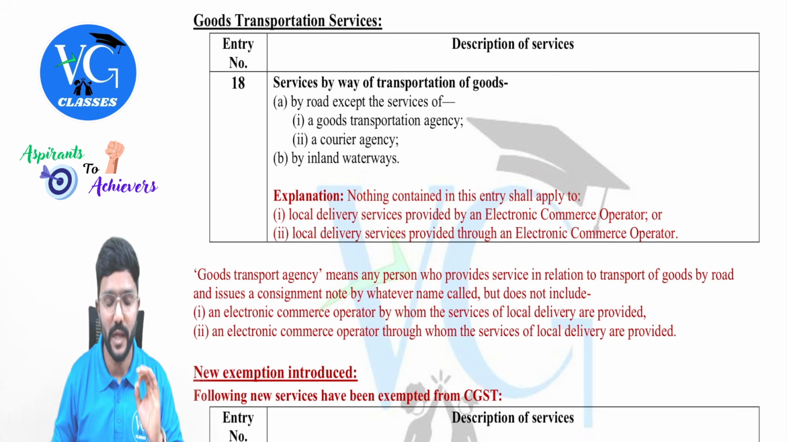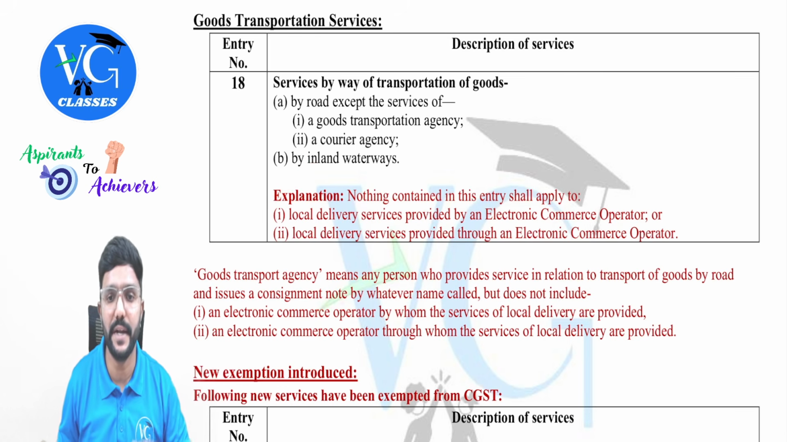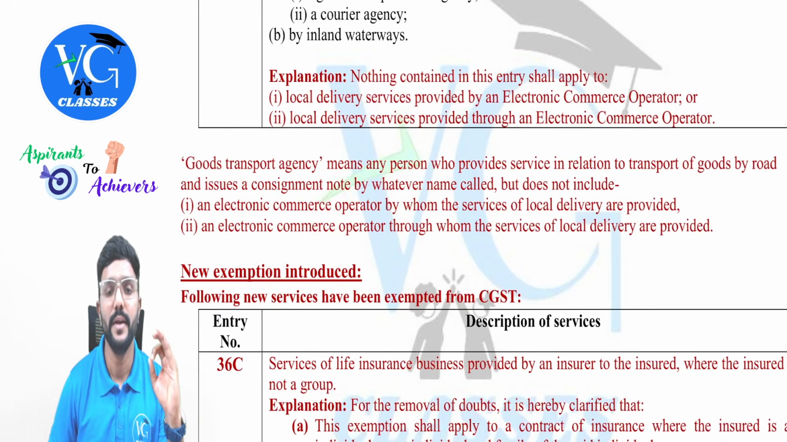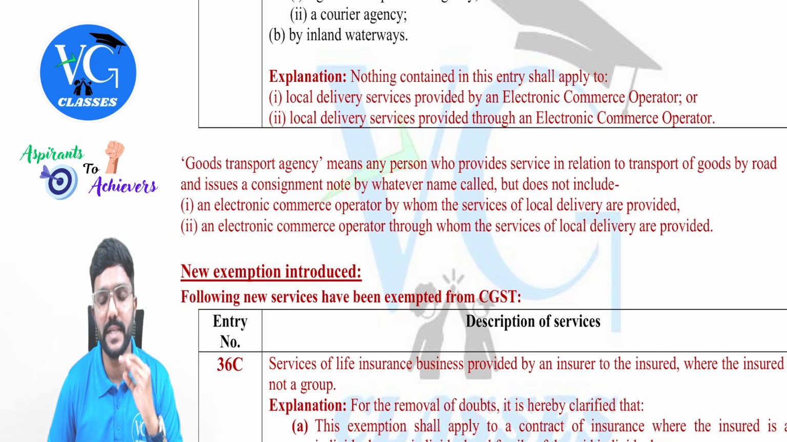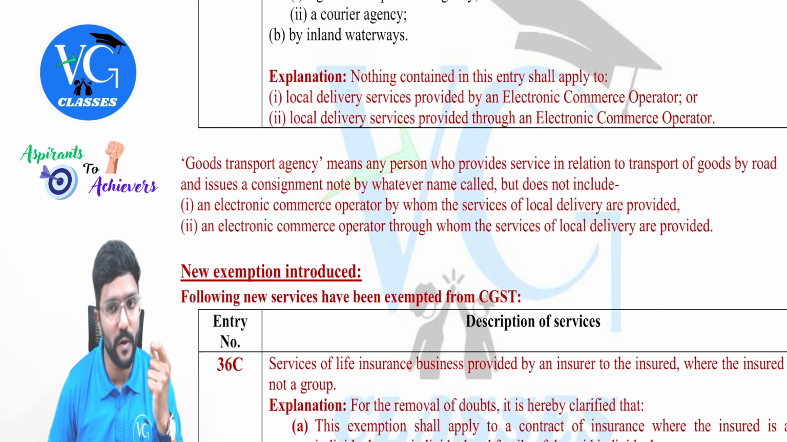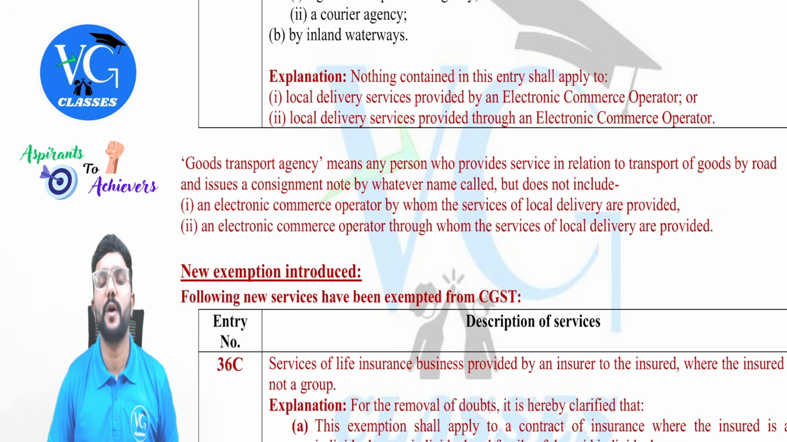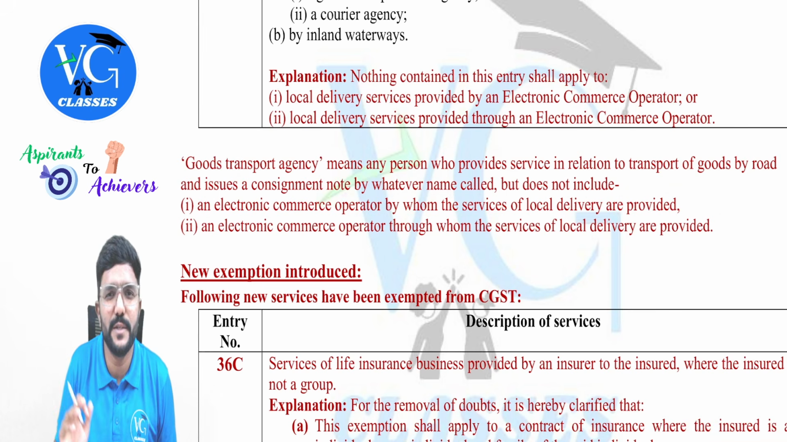Yes. Now there is an explanation given for this entry. What is it? Let me read it. This is an amendment part, guys. Nothing contained in this entry shall apply to local delivery services provided by an electronic commerce operator. Okay. Or the local delivery services provided through an electronic commerce operator. Sir, what is the difference between both the points?